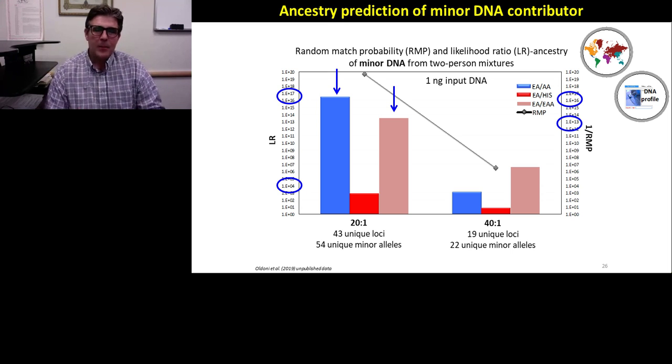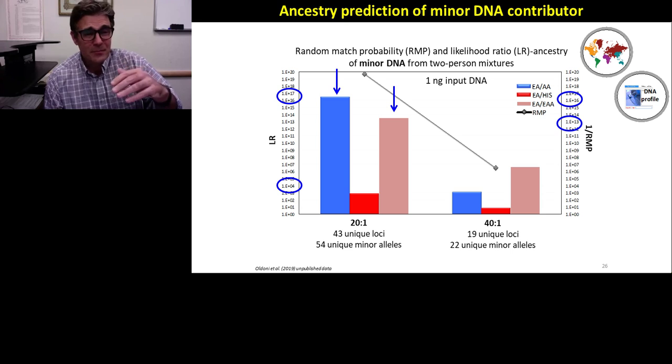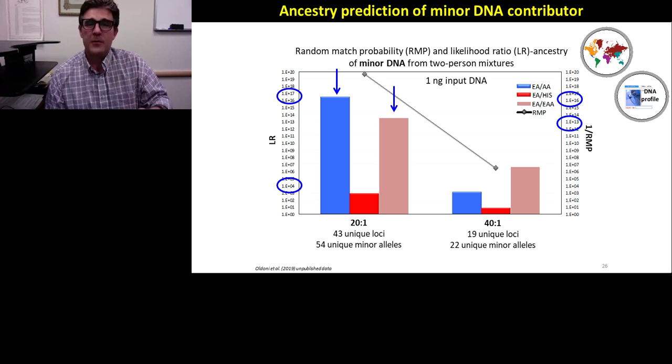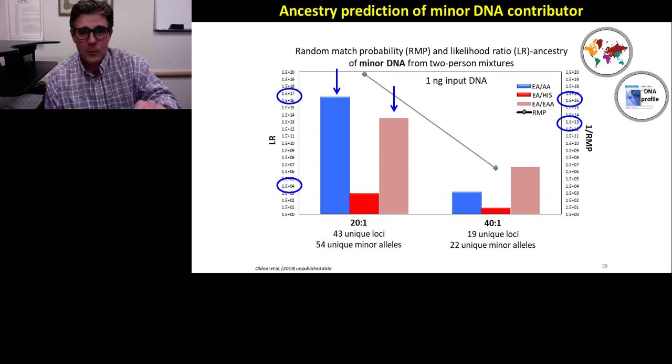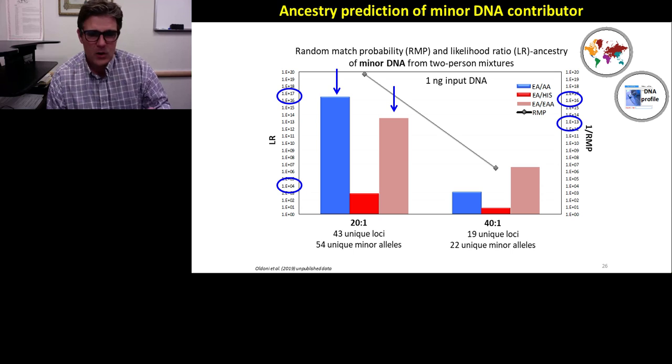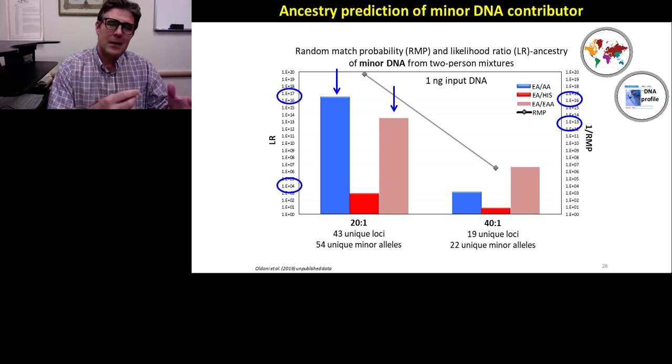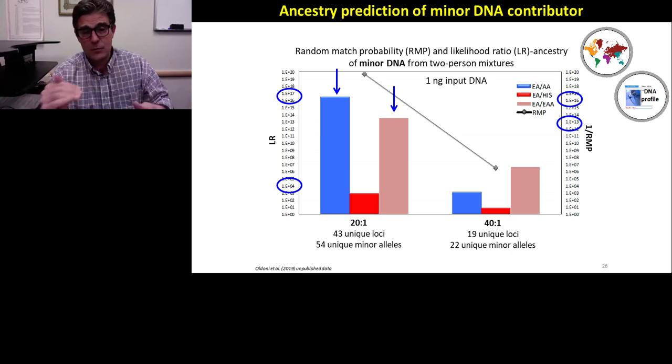This is an example of combining mixture interpretation and ancestry prediction. On the left, we have the likelihood ratio of observing this particular profile if it's an individual of European American descent versus, in blue, an individual of African American descent, meaning it's 10 to the 16 times more likely to observe this particular profile if the DNA came from a European versus an African American. Whereas the red bar shows us that it's approximately 1,000 times more likely to observe this profile if it's an individual of European descent than if it's an individual of Hispanic descent.